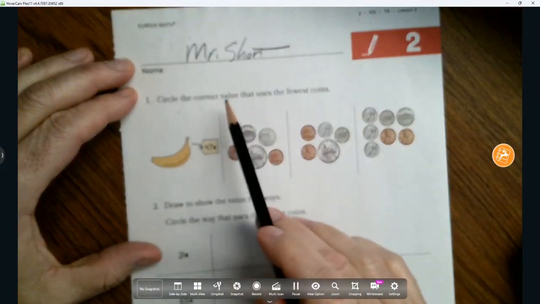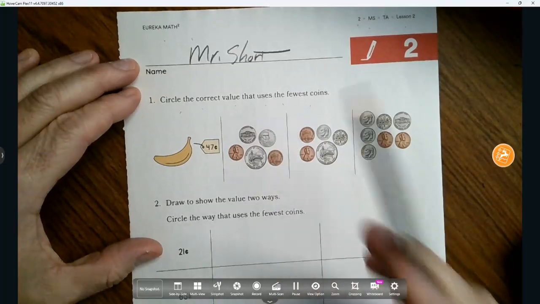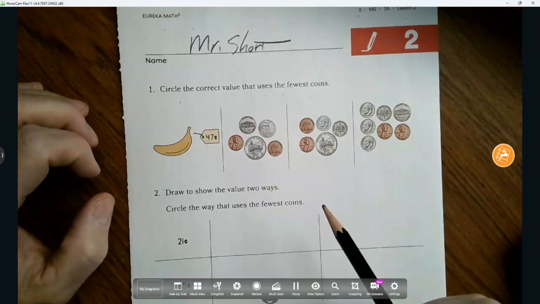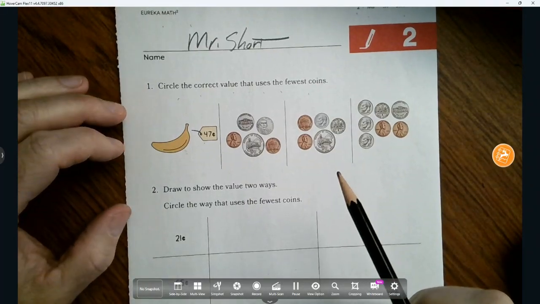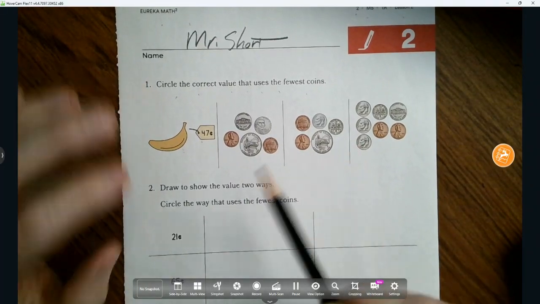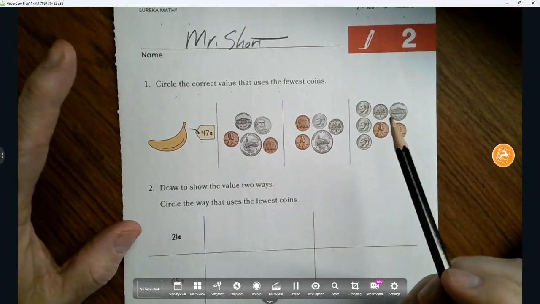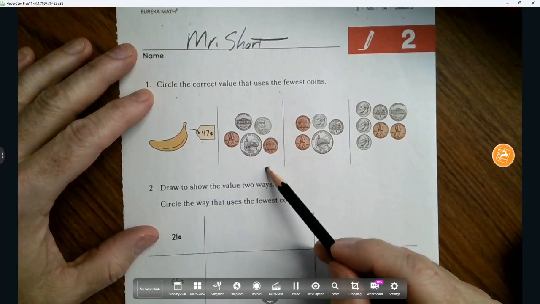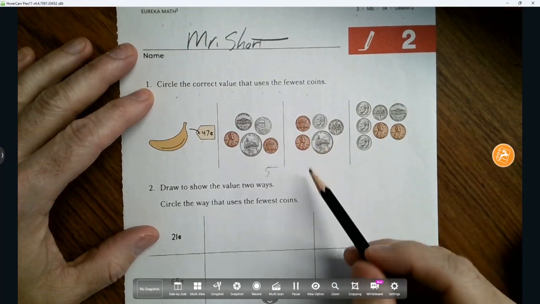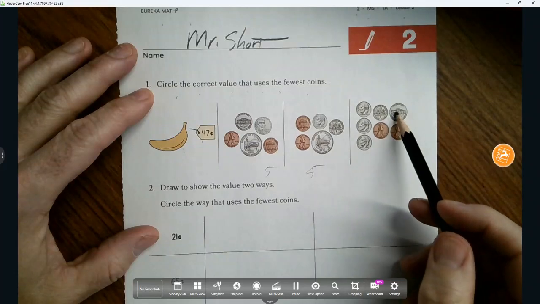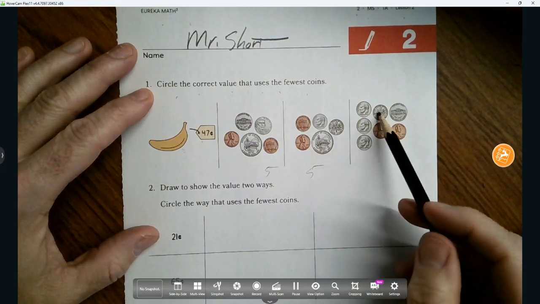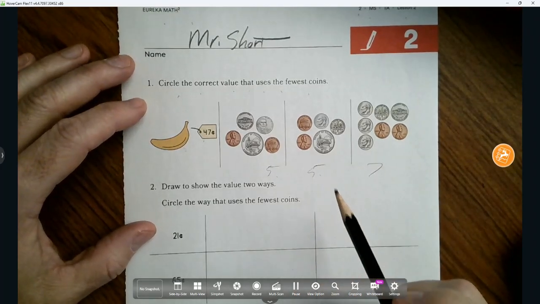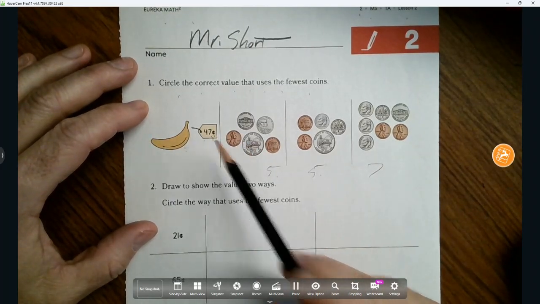All right, circle the correct value that uses the fewest coins. So we want to find 47 cents for this banana, but we want the fewest coins. That means the smallest amount of total coins. Let's just count coins first. Right here, we have 5 coins. 5 coins there. 7 coins there. So these two are smaller, but we have to make sure it equals 47 cents.